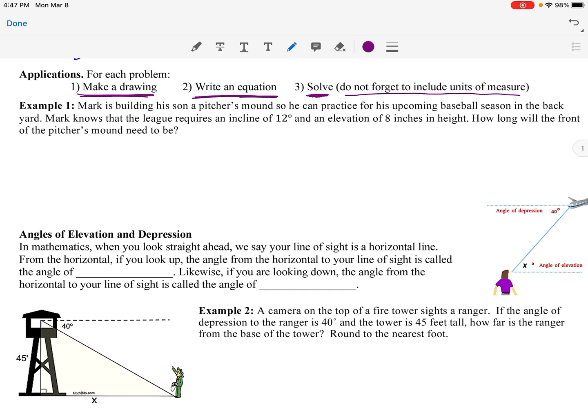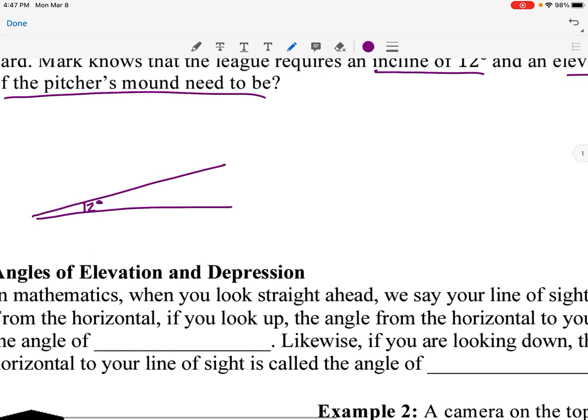So example 1, someone is building a pitcher's mound to practice. It requires an incline of 12 degrees and an elevation, so height, of 8 inches. How long will the front of the pitcher's mound need to be? So that's the question we're looking for. Okay, so we're building a pitcher's mound. We need an incline of 12 degrees. So that's going to be that side of the triangle.